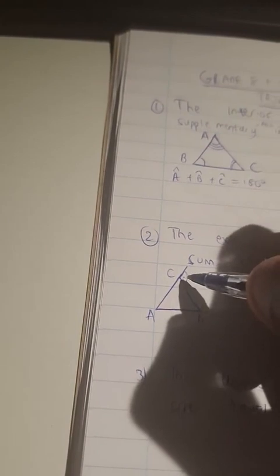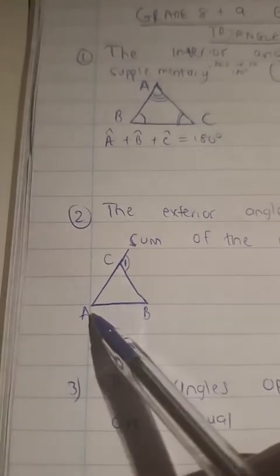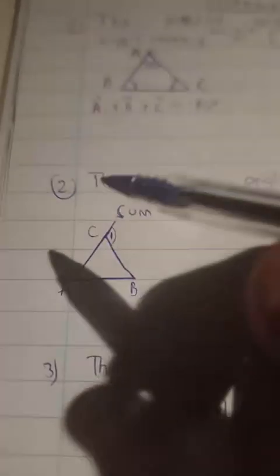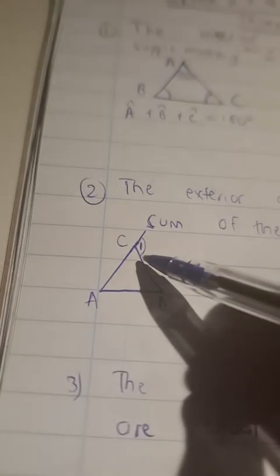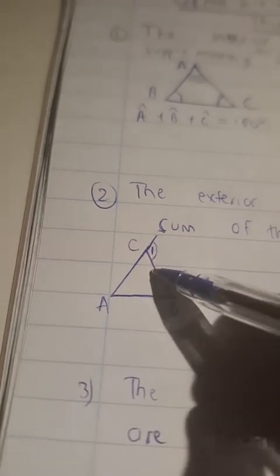So let us visualize what we mean by this. Here's a triangle, and then in line with the side of the triangle, we can see that outside is an exterior angle. So let's just say this is A, B, C. Now, out here is an exterior angle.